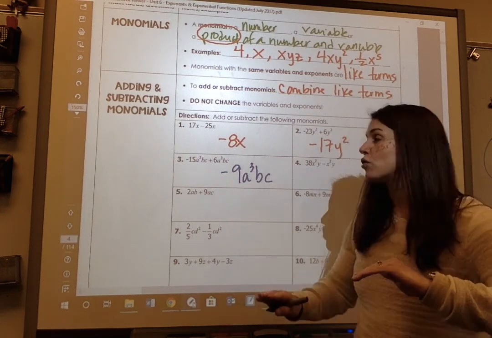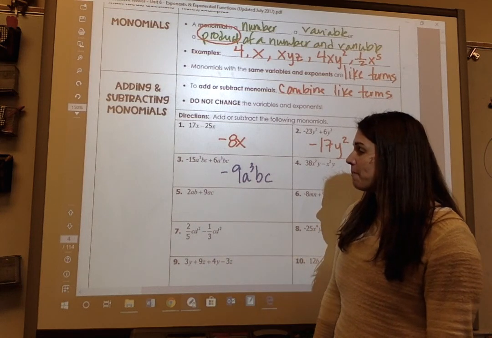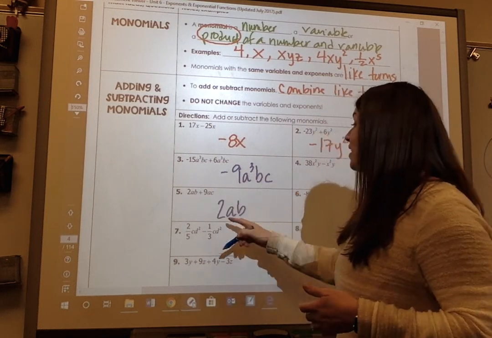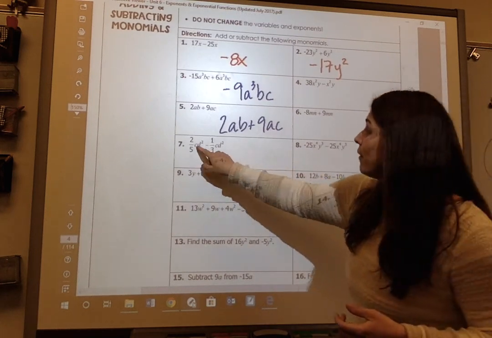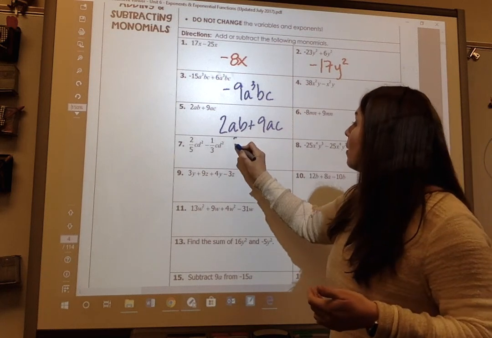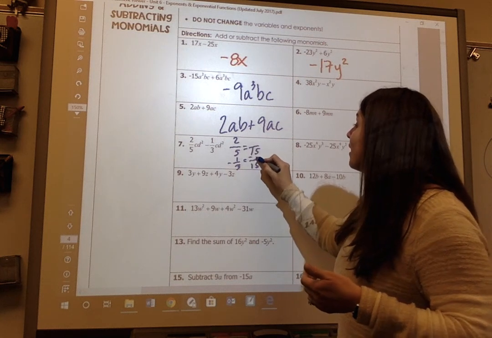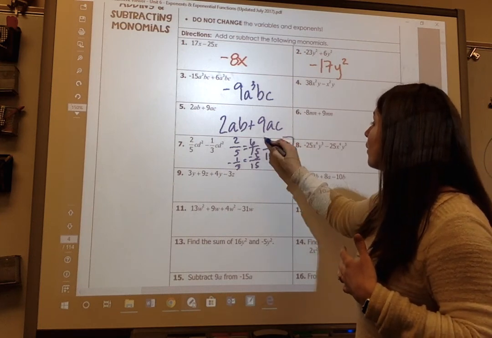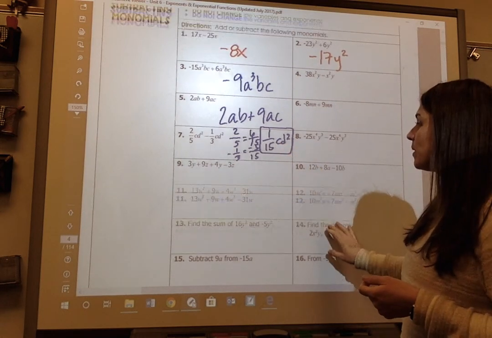Exponents, variables don't change. So here, do AB and AC match up? No, it's not the same term. These are unlike terms. I can't combine them. So my answer is just that, 2AB plus 9AC. I can't do anything there. My variables are the same, so how do I subtract? 2/5 minus 1/3. Remember, don't be afraid of the fraction. You get a common denominator, negative 5, 6, so it's 1/15 CD squared. So remember, you add and subtract fractions just the same as you always would, but my variable doesn't change.